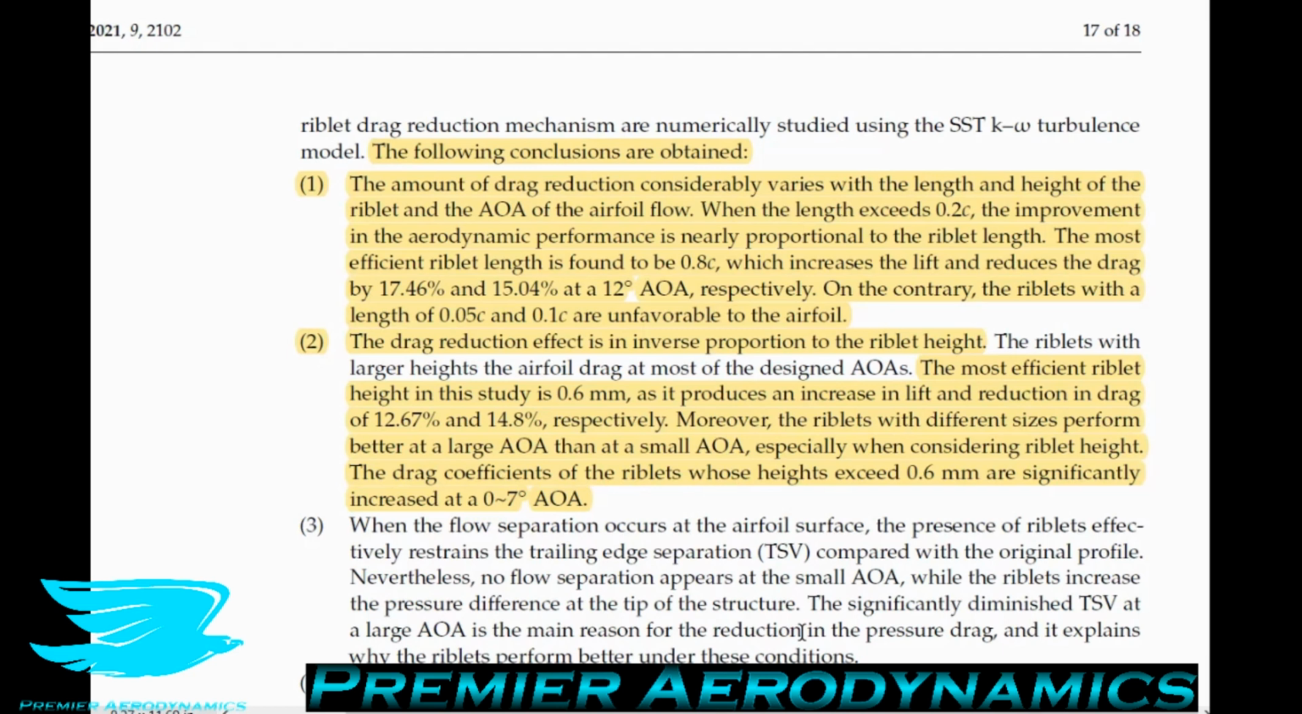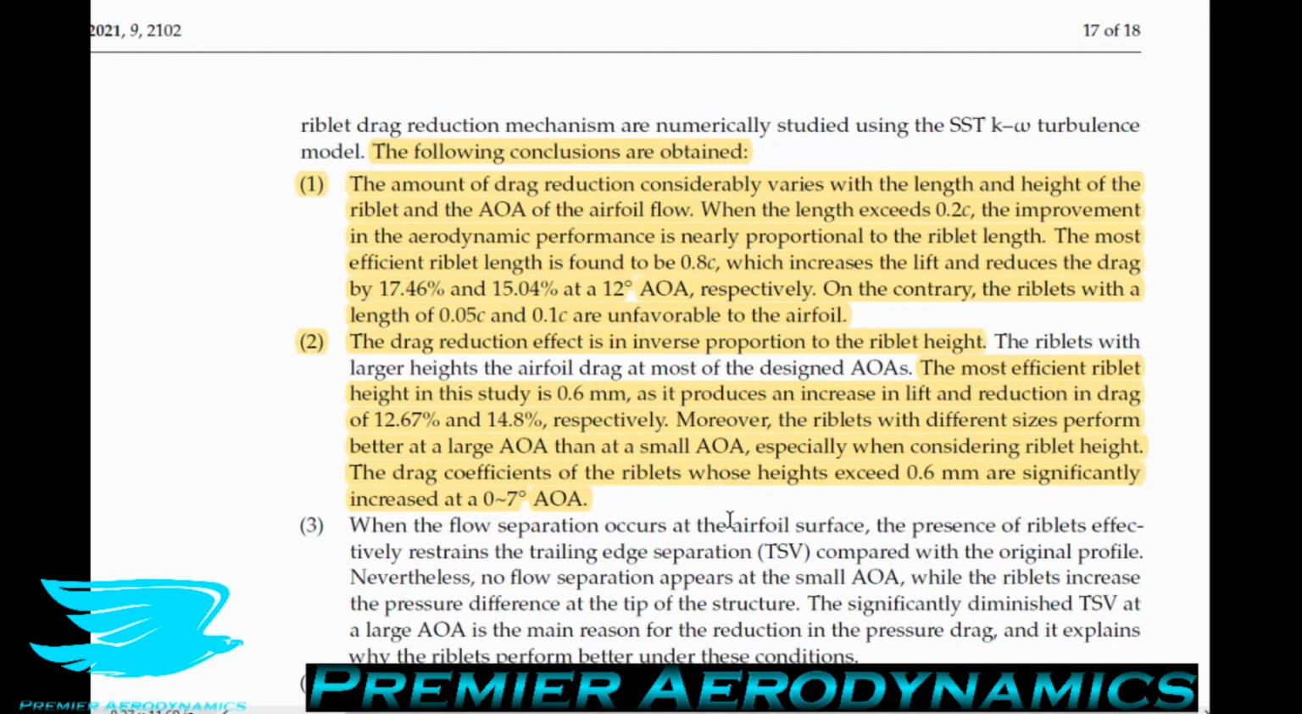When the length exceeds 20% of the chord, the improvement in the aerodynamic performance is nearly proportional to the riblet length. The most efficient riblet length is found to be 80% of the chord, which increases the lift and reduces the drag by 17.5 and 15.1%, respectively. This was at 12 degree angle of attack. So that's huge. That means that the lift to drag ratio is increasing by 30%. That's massive. On the contrary, the riblets with a length of 5% and 10% are negligible, or even bad for the airfoil. So they're not good.